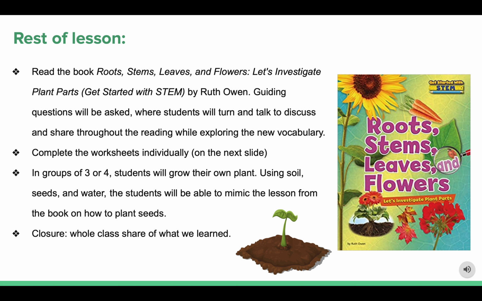After the reading, we will transition into individual work, where they will complete a worksheet, which you will see on the next slide. After this time for the worksheet, we will work in small groups of 3 or 4 to conduct a mini project where they will use their knowledge of plants and use soil, seeds, and water to plant their own. To sum up the lesson, students will share what we learned today.